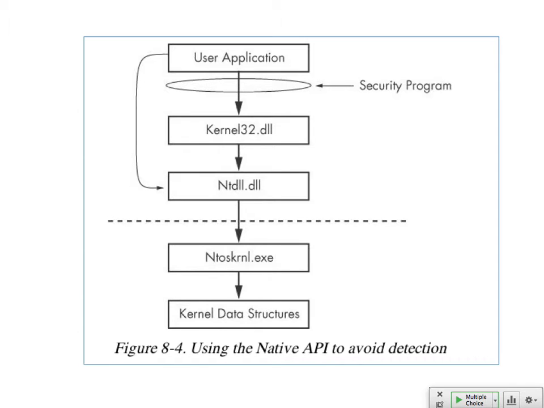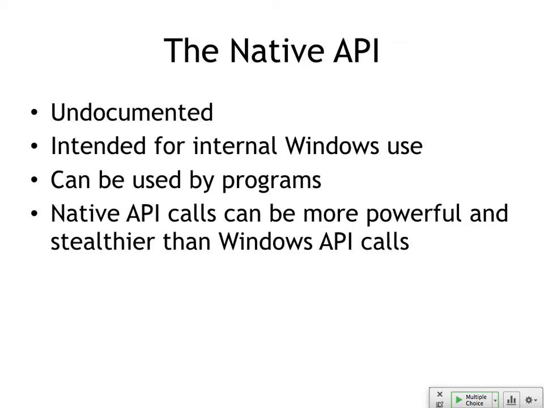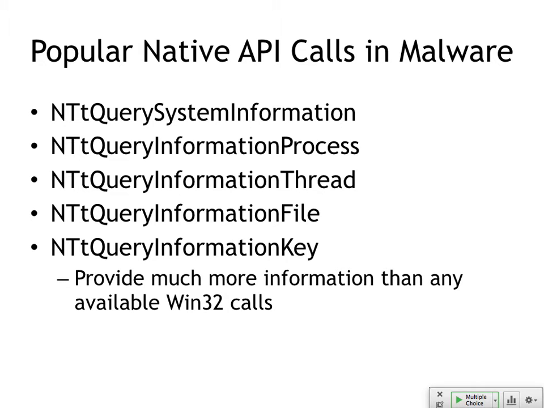They're not known publicly, but the malware authors either figure them out or they get leaks from inside Microsoft or something, and they find out. So the native API is undocumented, and you can run anything that way, and the calls will look screwy. Here are some common native API calls: query system information, information process, information file, and so on.